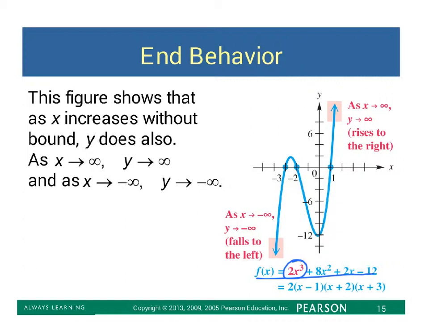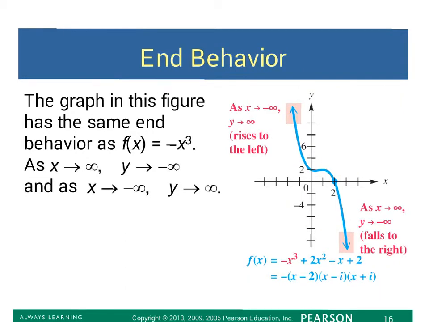So this is how we state our end behavior sometimes: as x goes to infinity, so as our x values go this direction, our y values go in the positive direction. And then same over on this side, the negative x value side, as x goes to negative infinity, our y values go to negative infinity.